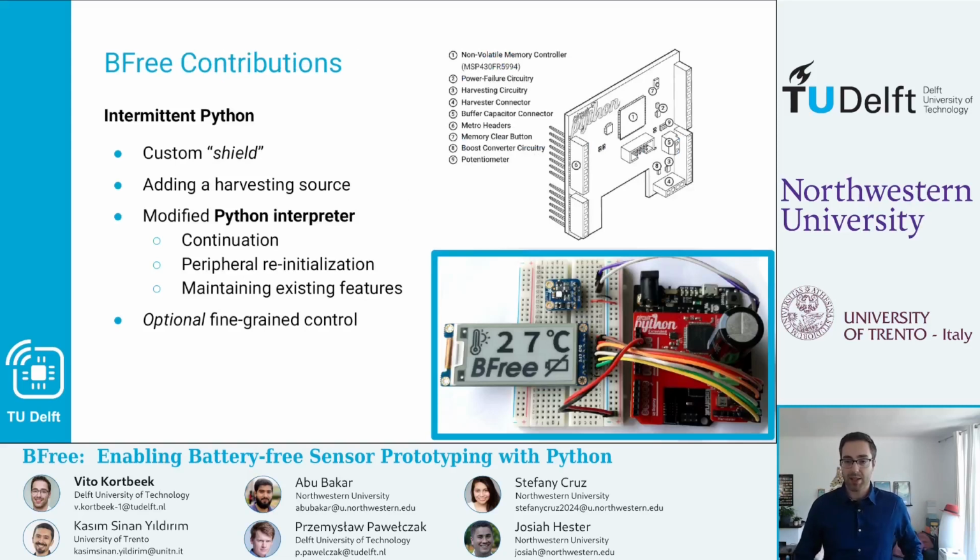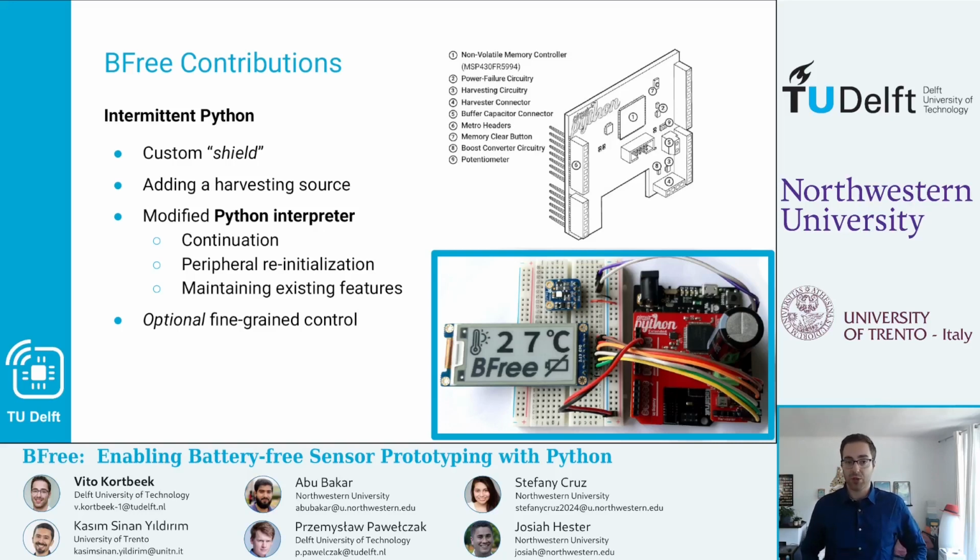So we wanted to make this system intermittent. We developed a custom shield with all kinds of electronics on there, but most prominently it has a piece of non-volatile memory in the form of FRAM, ferroelectric RAM. And we changed the existing Python interpreter running on the Metro M0 board to be able to communicate with this shield and set power thresholds, and create checkpoints of the current state of the system, so we can easily revert back to that point in time after a power failure, detect power failures, set different checkpoint strategies, etc.